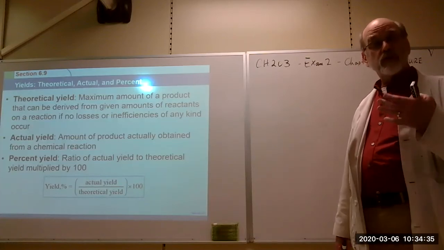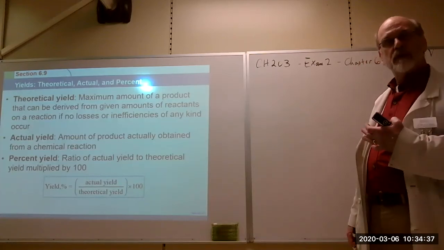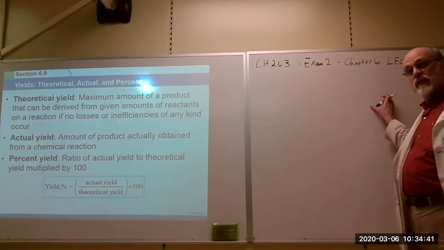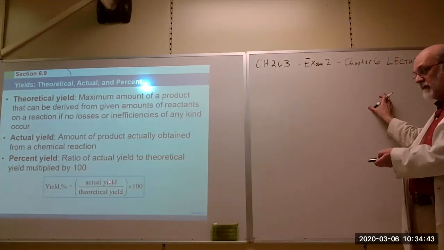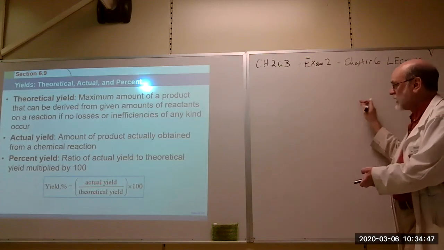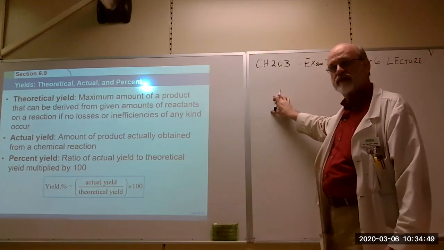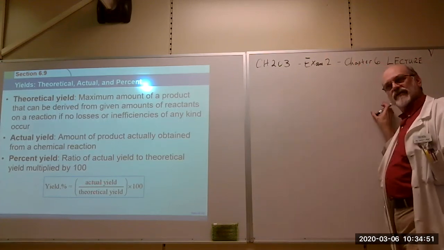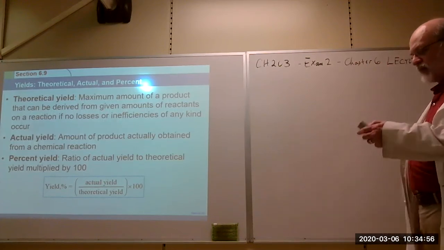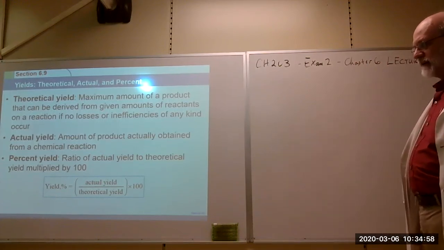So what do you need to know that for? Because if you expect to get a certain amount from the reaction, the actual yield, then you've got to back calculate through the theoretical yield to find out how much do I need to start with to actually give me that amount that I want. So that's the chemical engineer's responsibility to do that.